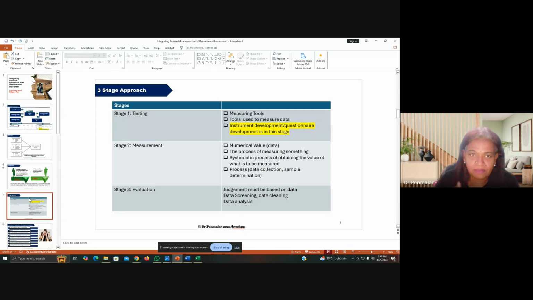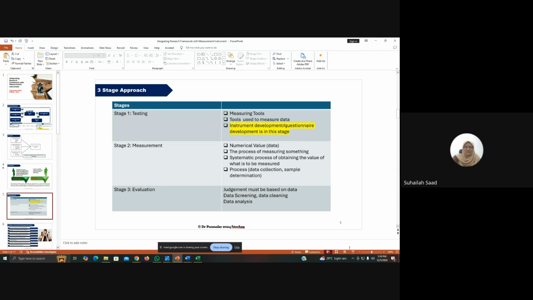In developing a questionnaire for your whole research, we have a three-stage approach. Step one, testing. Step two, measurement. Step three, evaluation. So what is testing? What do you want to test? For example, if you want to know whether there is electricity or not, do you use a screwdriver? The test pen, right? If you have a fever, what tool do you use to see whether your temperature is high or not? Yes, we use a thermometer.